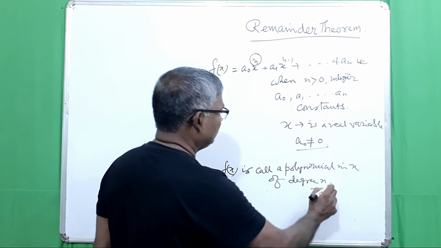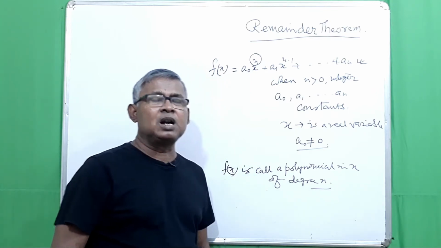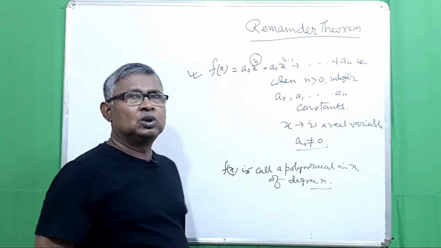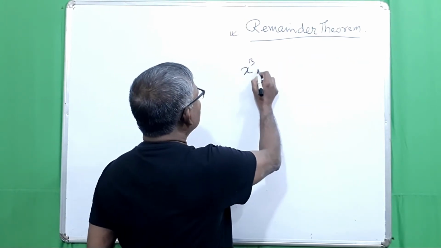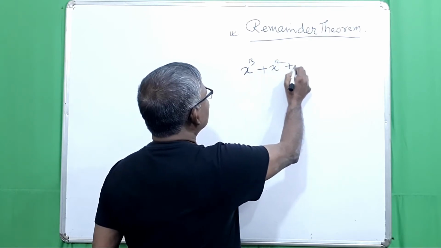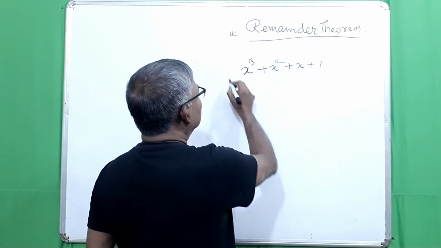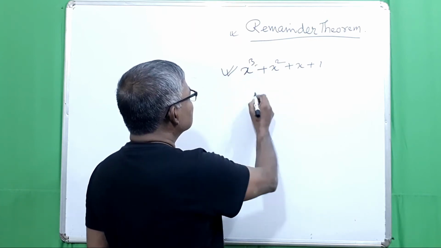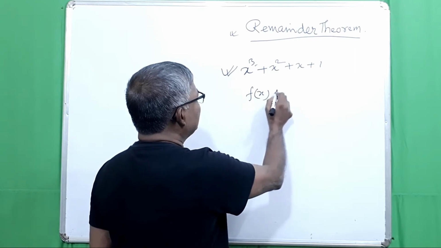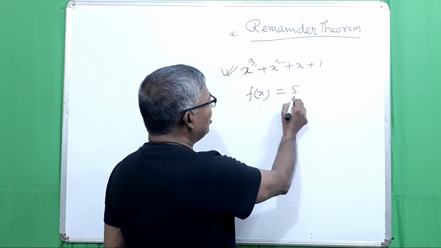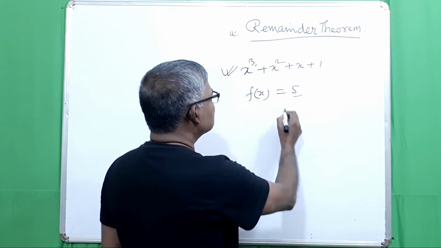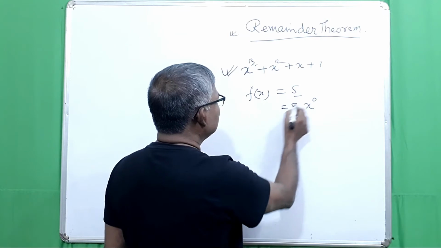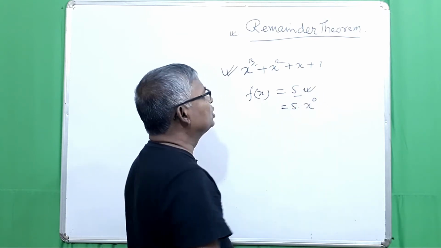degree n. Students, you have learned what is polynomial in my earlier videos. Suppose it is x cube plus x square plus x plus 1. It is a polynomial in x of degree 3. Students, suppose f(x) equal to 5. It is a polynomial of degree 0 because 5 can be written as 5 into x to the power 0. So it is a polynomial of degree 0.